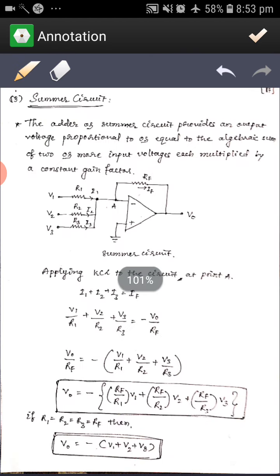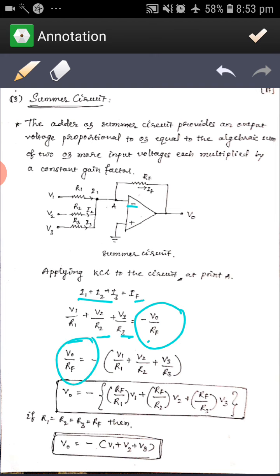Here you apply Kirchhoff's current law at the node A. The incoming currents coming to that node are equal to the outgoing current. So I1 plus I2 plus I3 is equal to IF. I1 is equal to V1 by R1, I2 is equal to V2 by R2, and I3 is equal to V3 by R3, equal to IF, which is nothing but minus V0 by RF, since it is going to the negative terminal.